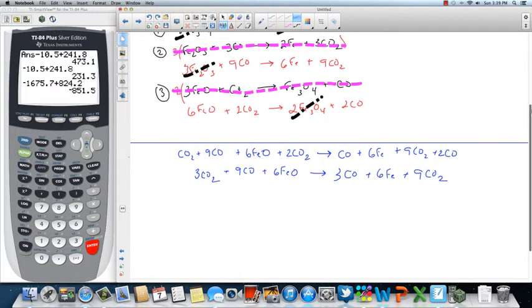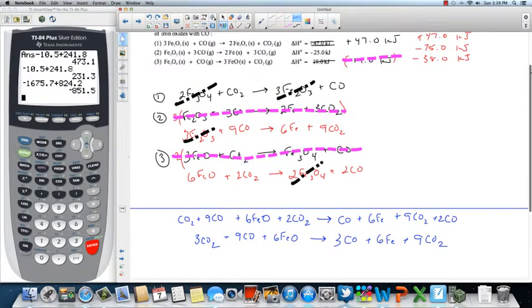All right, so now what? Still looks like we have a little bit of a mess going on. Well, not really, because now we can see that we've got 9CO on this side and 3CO on this side. These are all going to cancel away. All of these are going to cancel away, and this is going to change to 6CO.